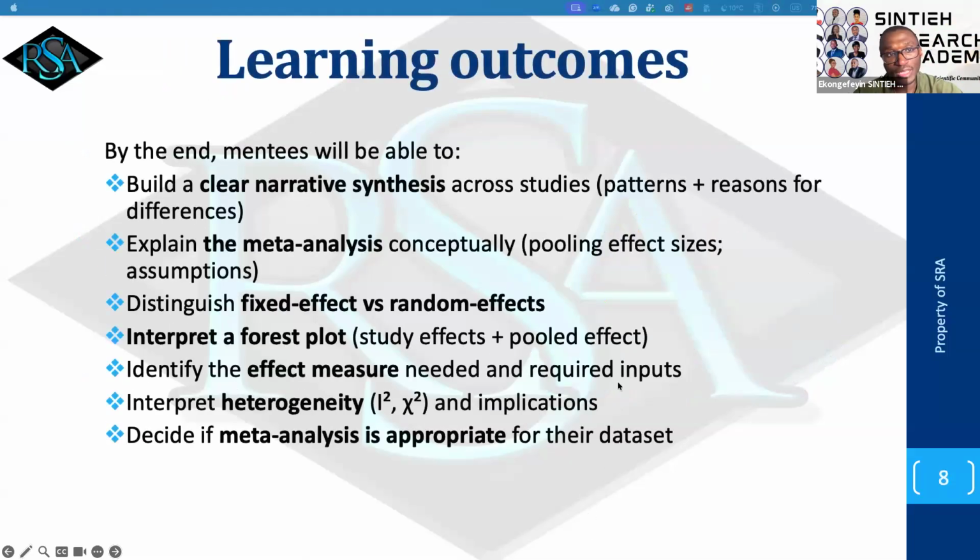Now, at the end of this lecture, you will have an idea of what narrative synthesis is. You will understand what meta-analysis is. You will understand what the effect measures are. You will see how to interpret what we call a forest plot, the effect measures and heterogeneity, and also decide when it's appropriate to do a meta-analysis. Based on your topics, we'll see if a meta-analysis is feasible or if all of us are going to do narrative synthesis. That's what we are going to be doing at this end.